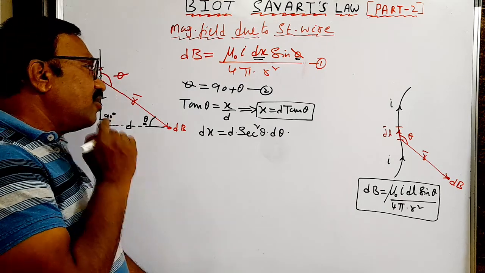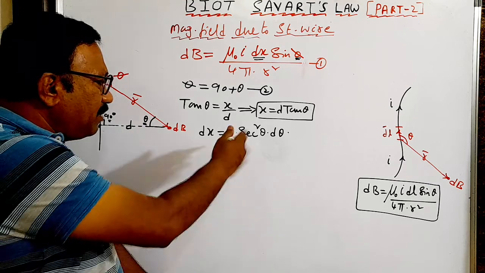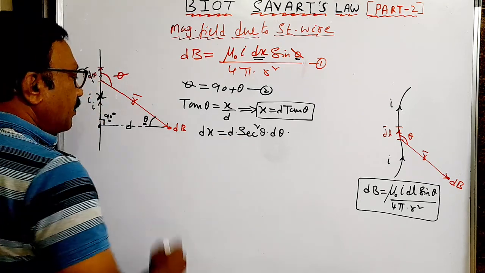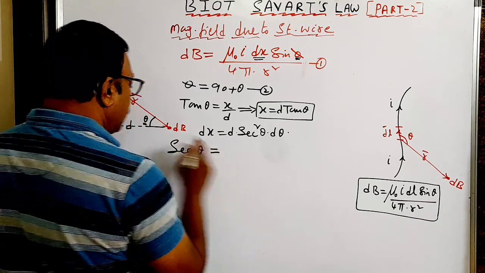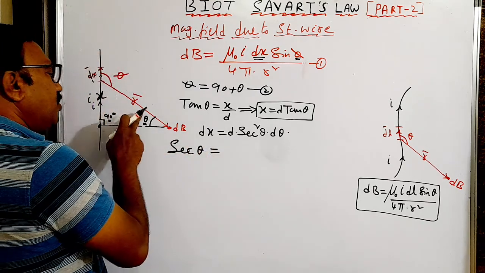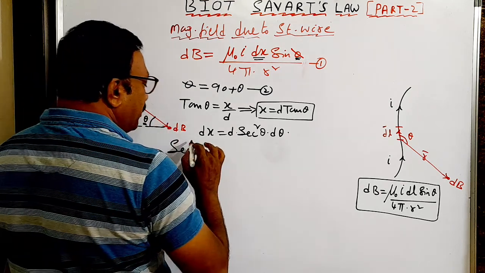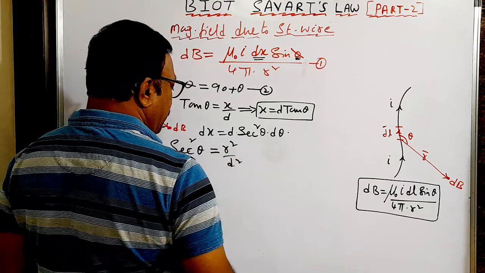Differentiation is completed, I got dx now. I can substitute dx there, but let me eliminate secant square theta also, and then I will substitute. So what is secant theta from this triangle again? You know cos theta is nothing but d by r, secant theta will be r by d. Since secant square theta will be r square by d square.